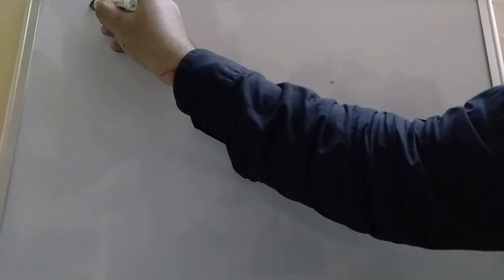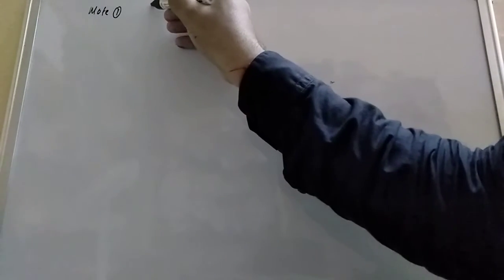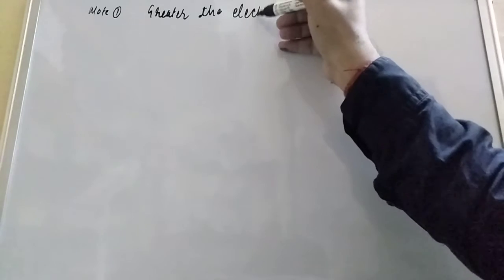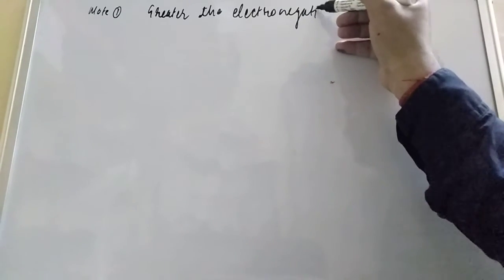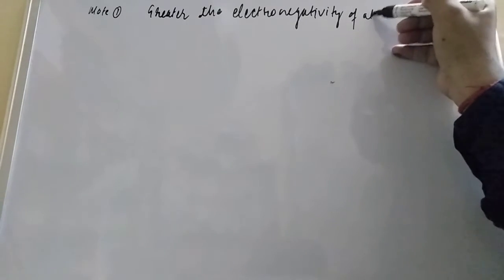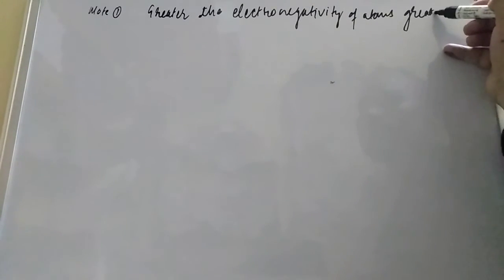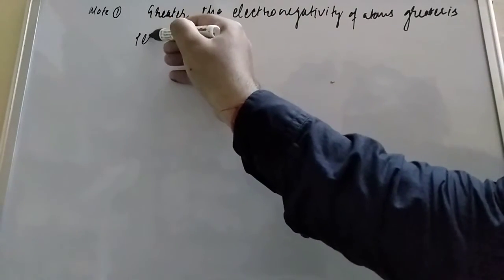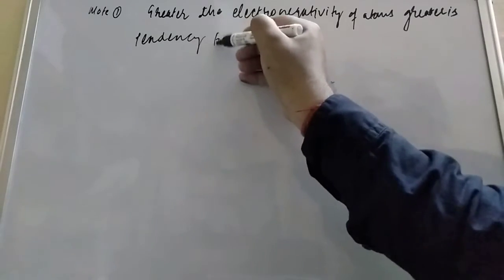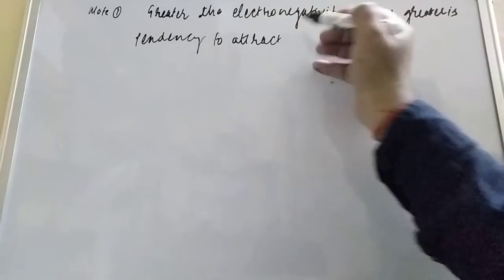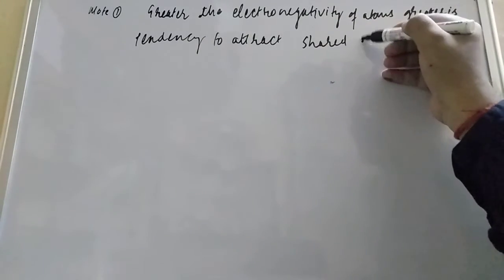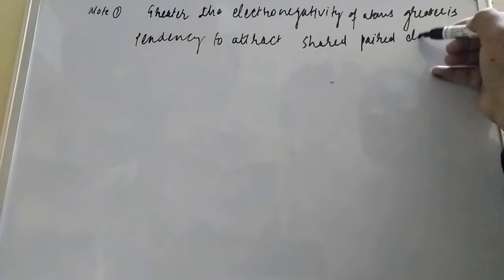So the first one is, the greater the electronegativity of an atom, the greater is the tendency to attract the shared paired electron towards itself. So here is note number 1, an important point.